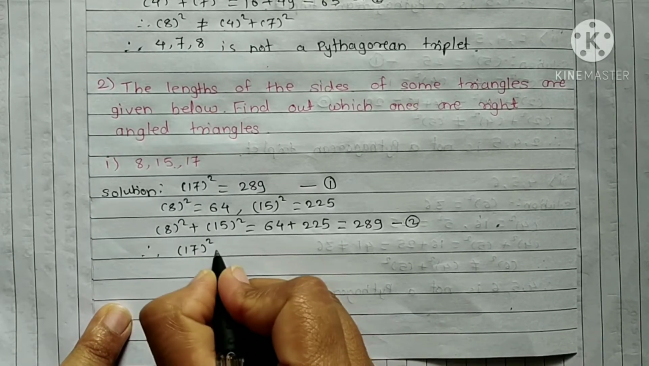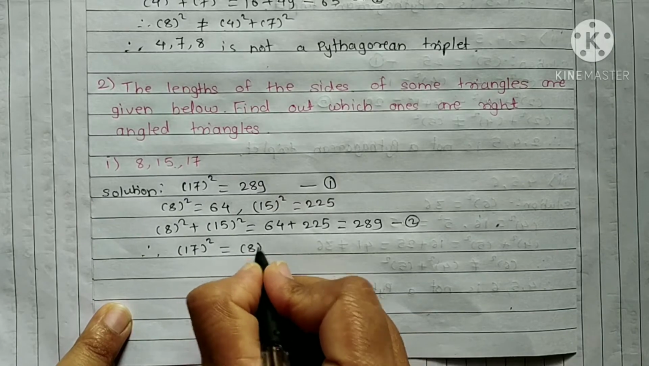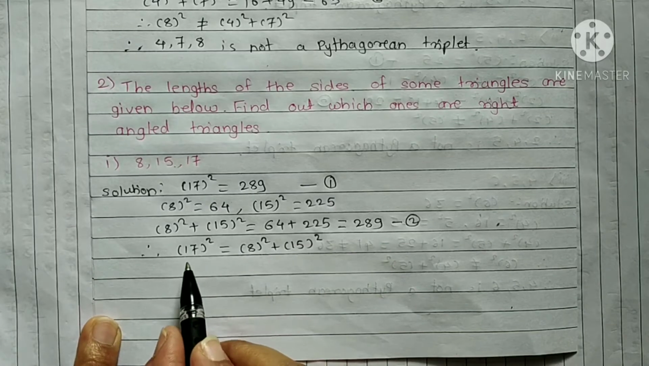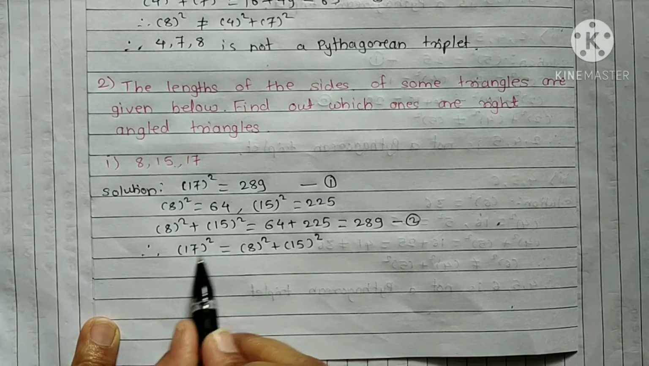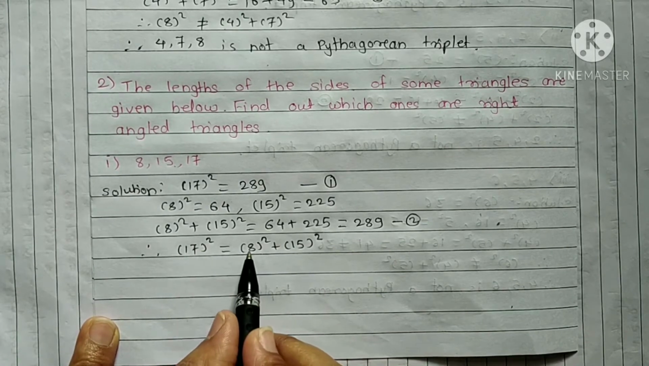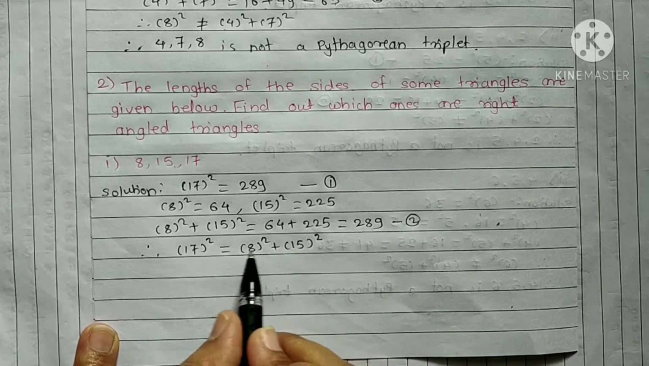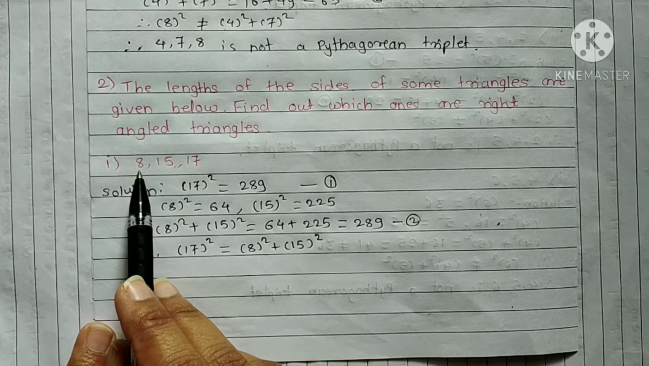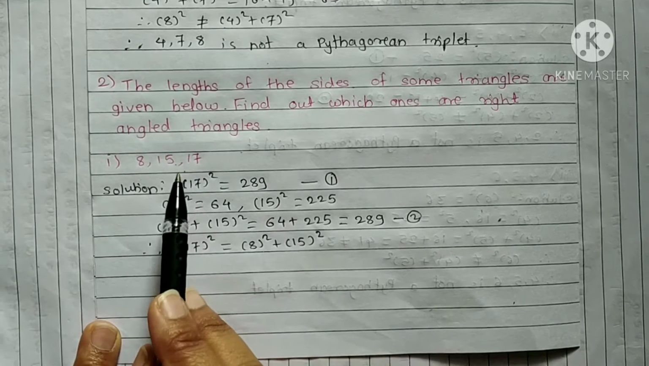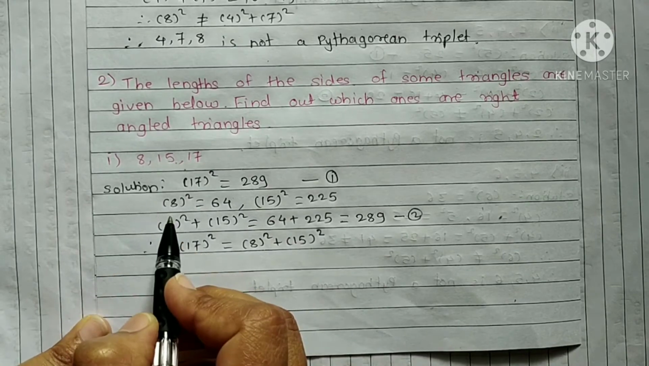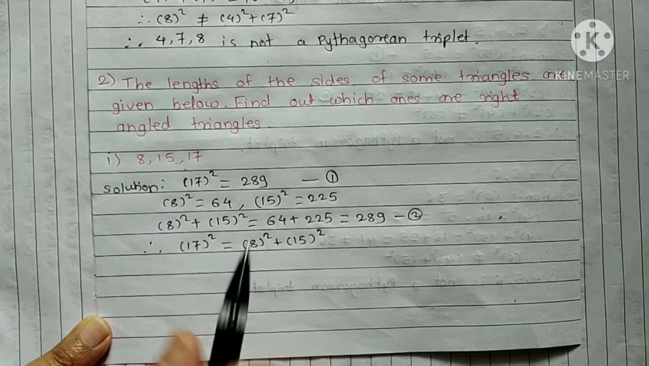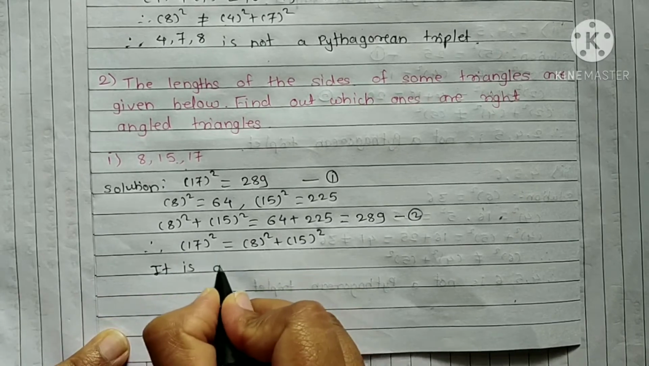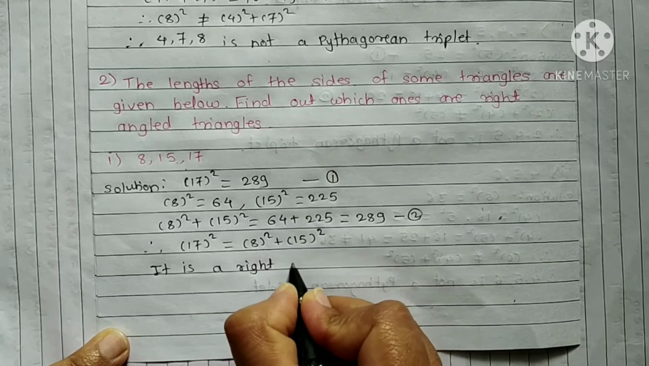17 square equal to 8 square plus 15 square. That means here the square of the biggest number is equal to the sum of squares of the other two numbers. That means the given numbers are a Pythagorean triplet. Therefore we can say that it is a right angle triangle.